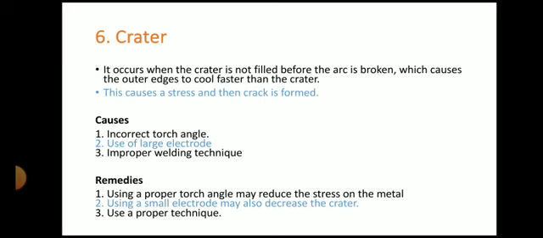What are the causes? Incorrect torch angle, use of a large electrode, and improper welding technique. Remedies are using the proper torch angle, using a small electrode, and using proper technique. So these are all 6 external welding defects.